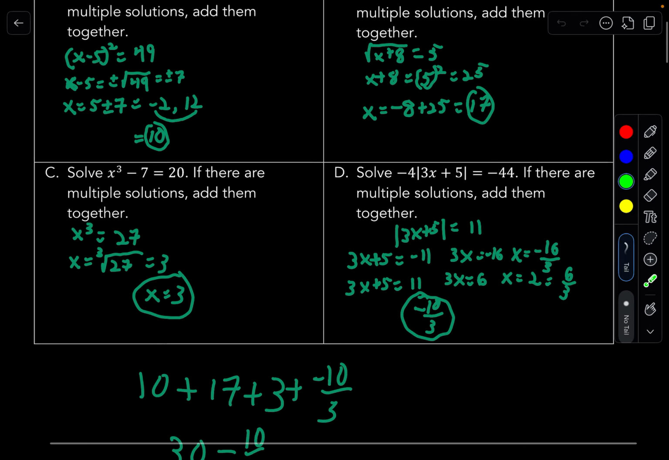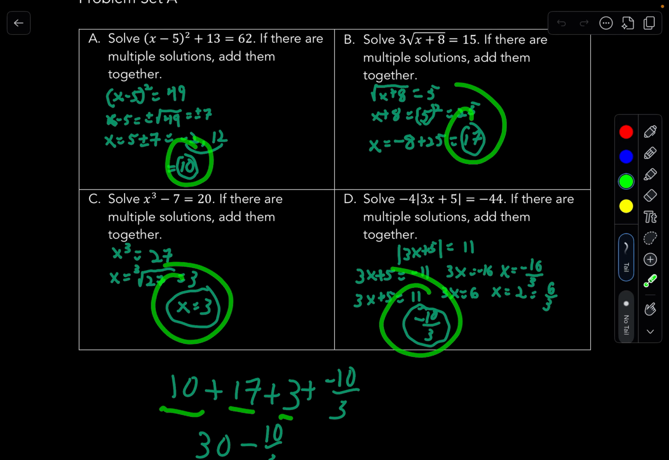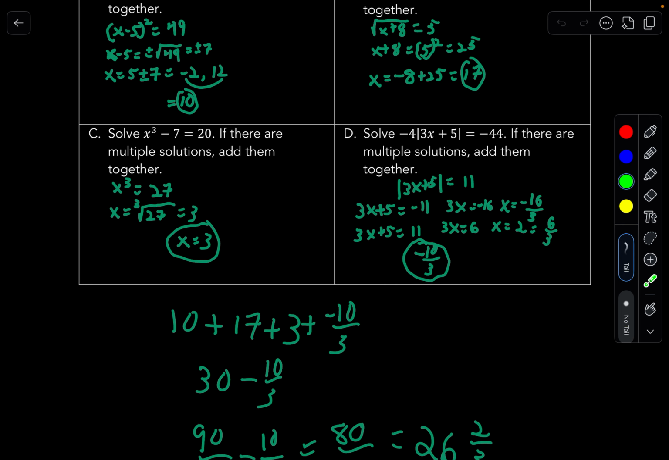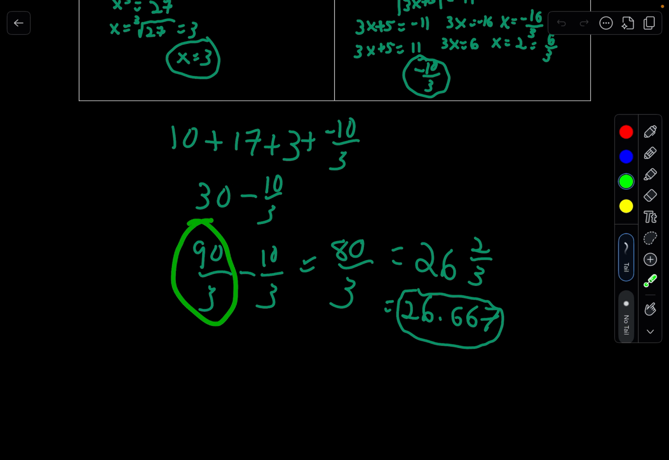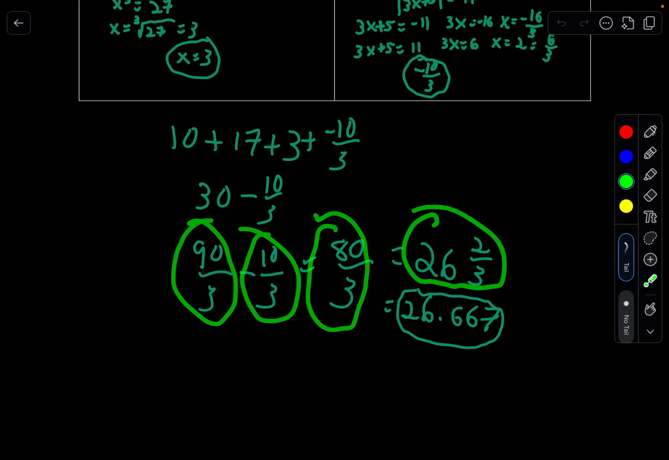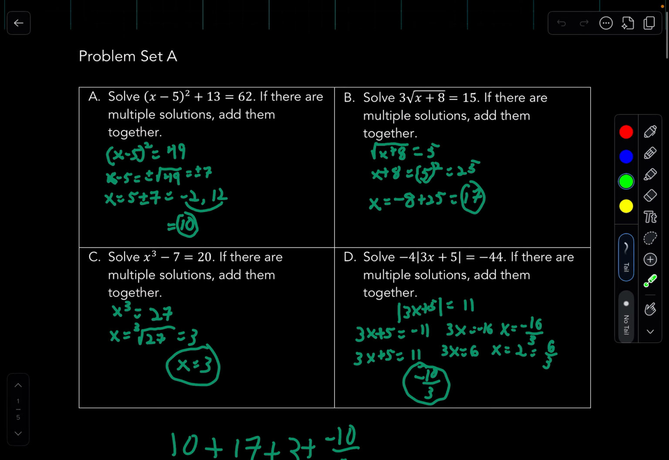Now, here's the thing. You take these three answers, 10, 17, 3, and -10 over 3, add them together, and get the sum. So 10 plus 17 plus 3, if you add that together, it gives you 30, minus 10 over 3. Well, 30 is just 90 over 3, common denominator, minus 10 over 3 gives you 80 over 3, which is 26 2/3, or 26.667. And that is the answer for the box, or for set A.